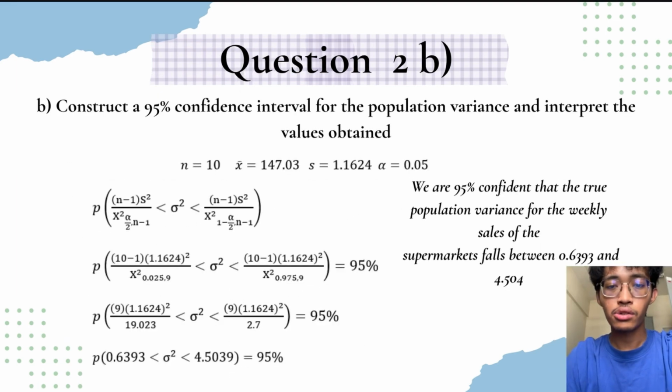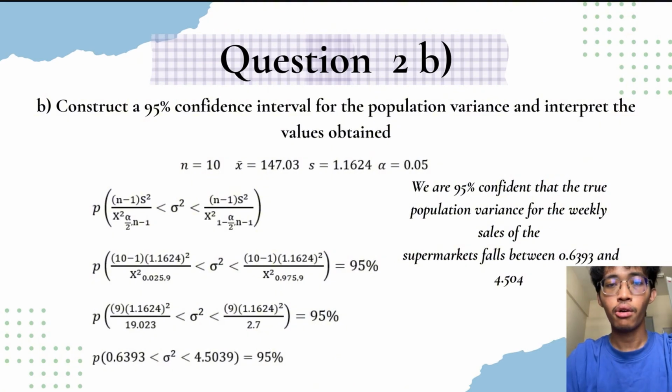We use the chi-square distribution technique. With a 95% confidence level, our alpha is 0.05. Using the chi-square table with 9 degrees of freedom, our critical values are 19.023 and 2.7. When we substitute our sample size, 10, and our calculated standard deviation into the formula, the math gives us a lower limit of 0.6393 and an upper limit of 4.5039.